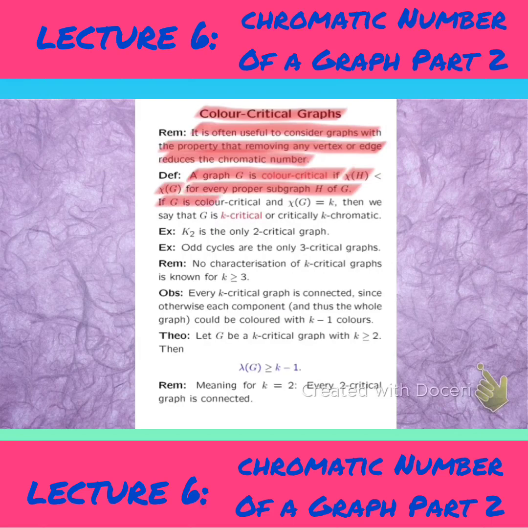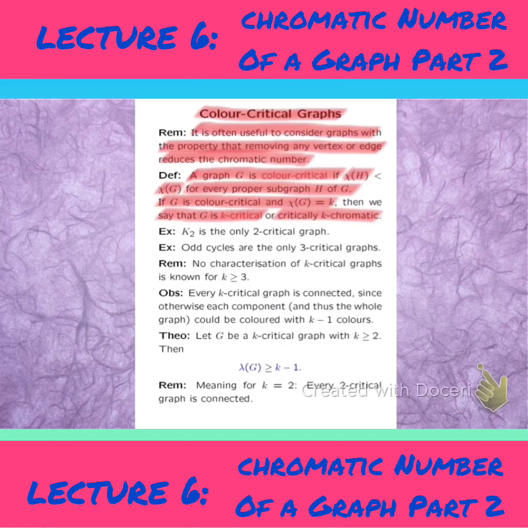Now if G is color critical and its chromatic number is k, then we say that G is k-critical, or critically k-chromatic. K-critical is the more preferred term that they use, but you can use either one of the two terms.